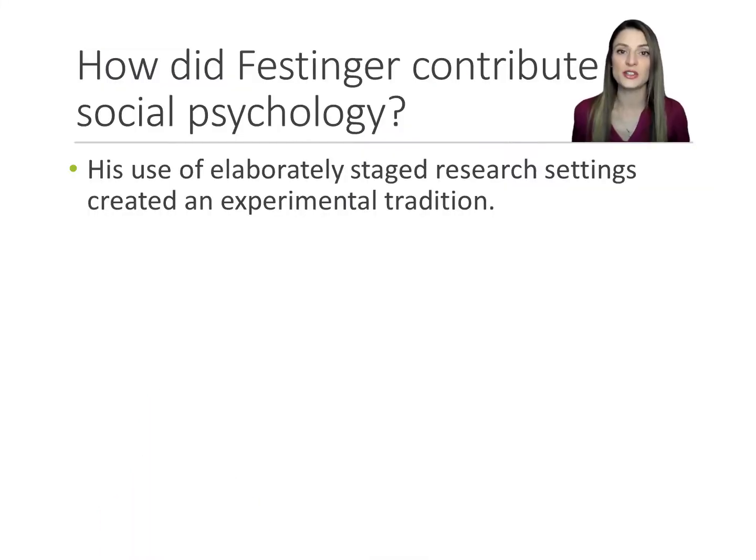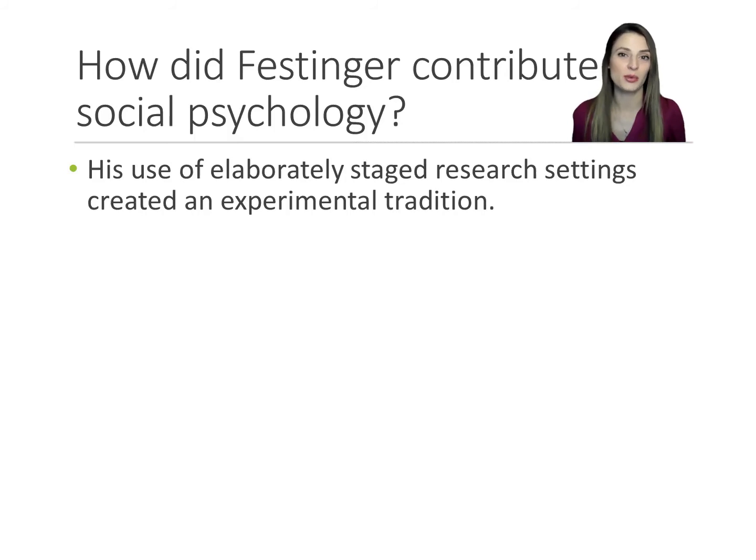One of the reasons Festinger became so popular in social psychology was because he staged these elaborate experimental situations and relied heavily on deception in order to carry out the situation. He deliberately withheld information from his participants. Sometimes he lied to his participants, all in an effort to maintain the integrity of the experiment.